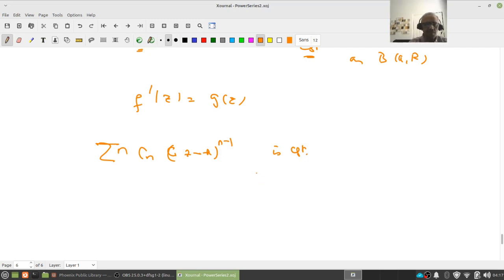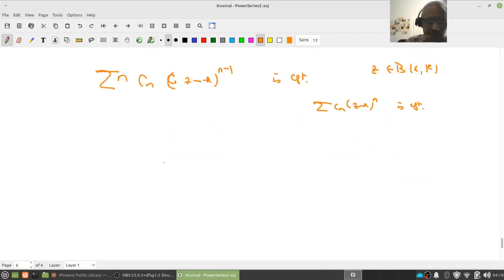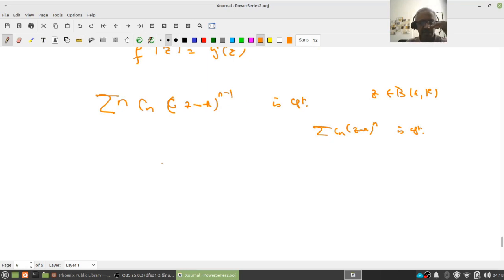Right? Now what do I know where z is in BAR? Okay, now let's look at this. What I know is summation Cn (z minus a) to the power n is convergent. This is all I know. So it's exactly the same way I did earlier. I'm going to do a tricky thing.